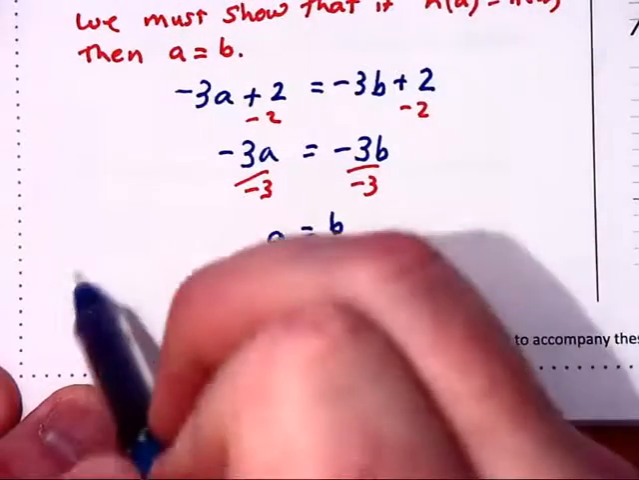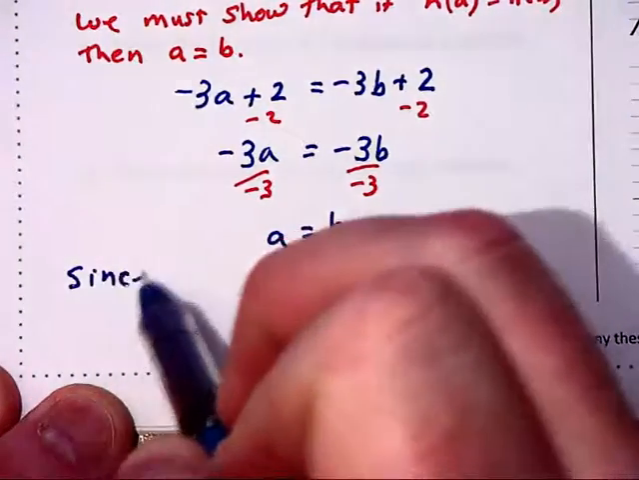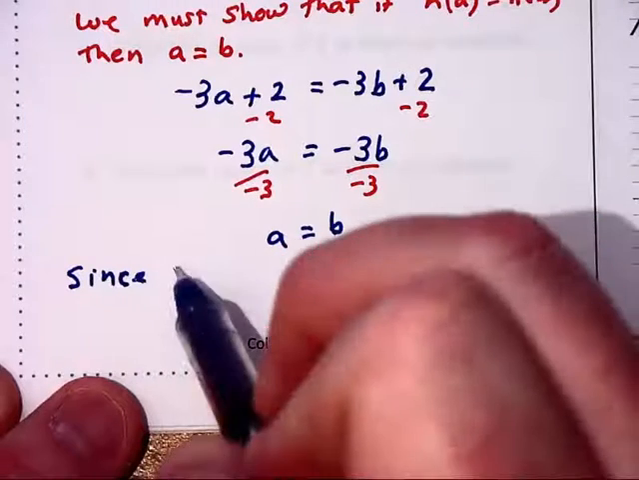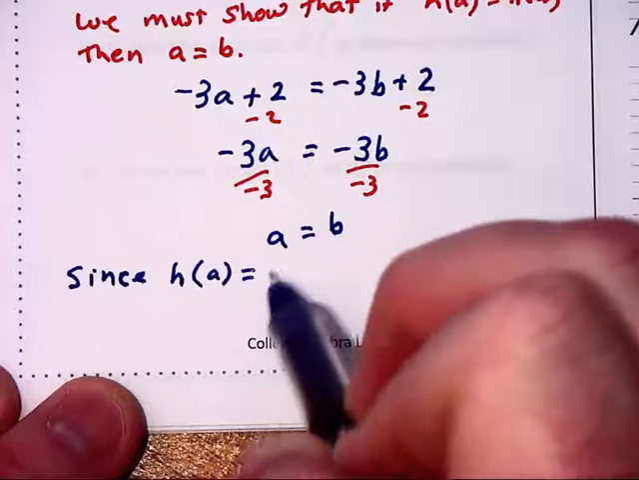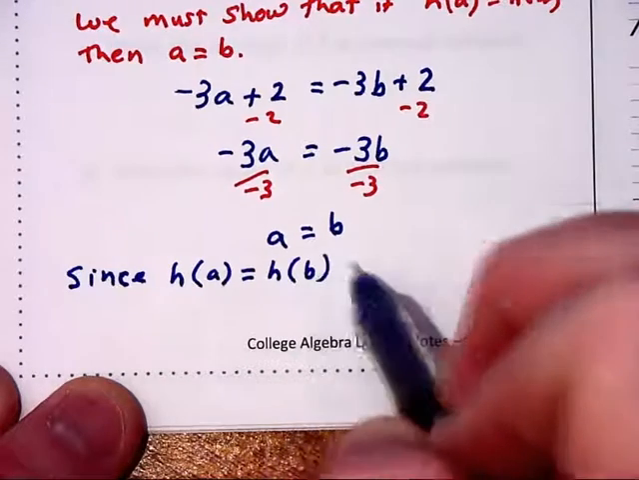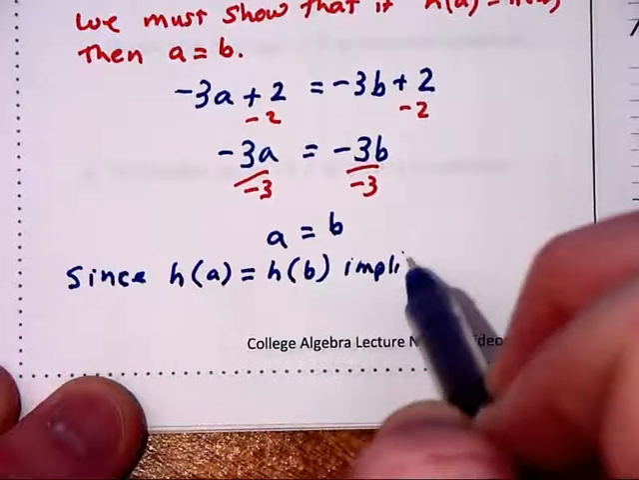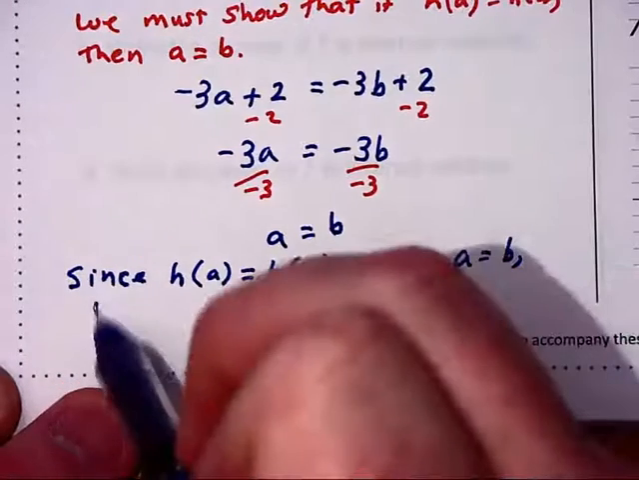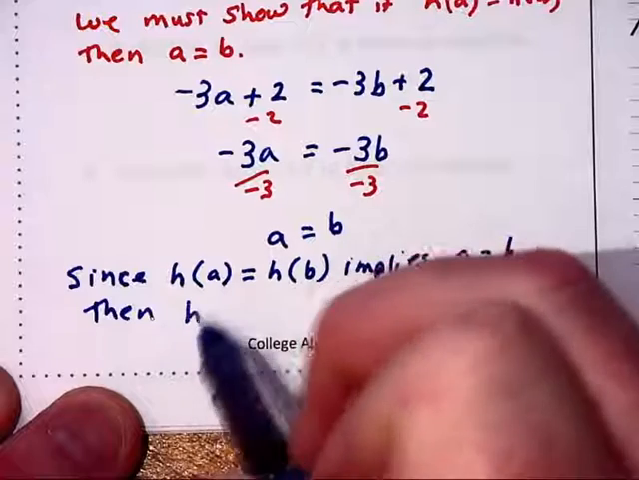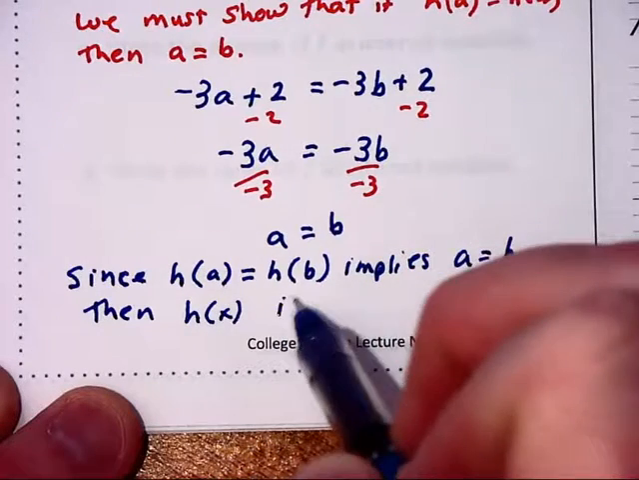This will then give us a is equal to b, and therefore it is implied that this is a one-to-one function. I'm going to write, since h of a equals h of b implies a equals b, then h of x is one-to-one.